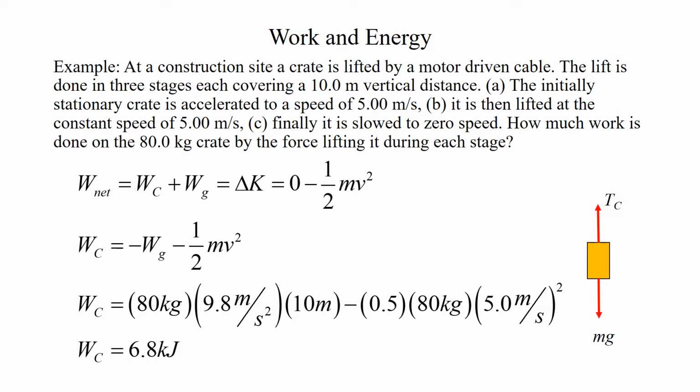The negative of the work done by gravity, of course, is mgh. So we have the 80 kilograms for the mass, 9.8 meters per second squared for g, and 10 meters for the height. And then we minus the 1/2, which is 0.5, the mass, 80 kilograms, and the square of the speed, which is 5 meters per second. And when I crunch those numbers, we get 6.8 kilojoules.